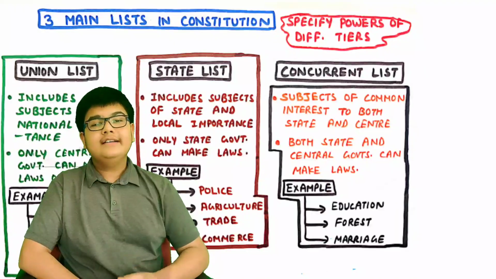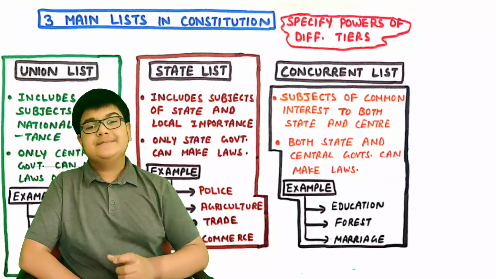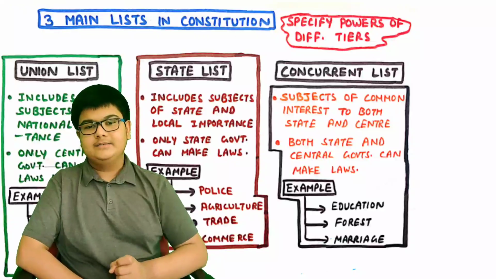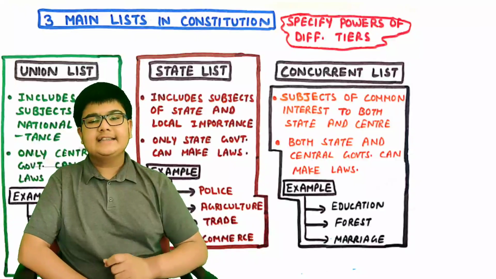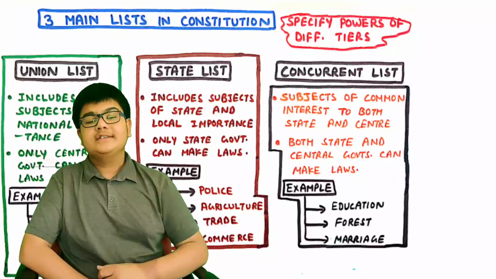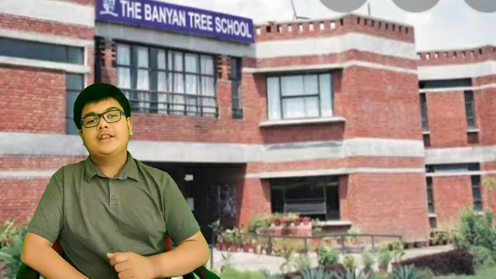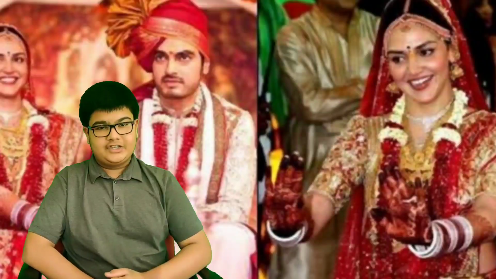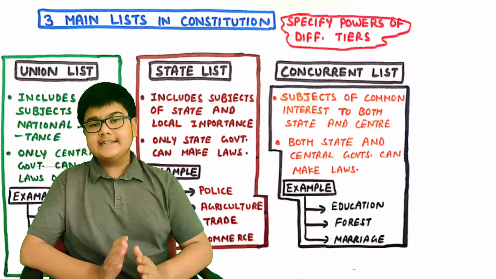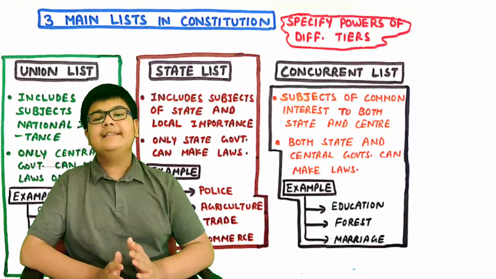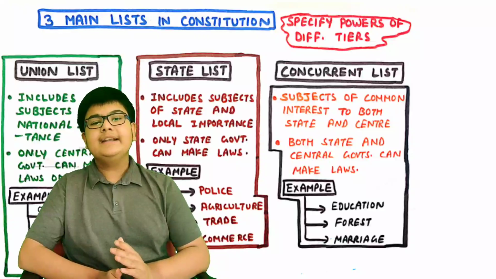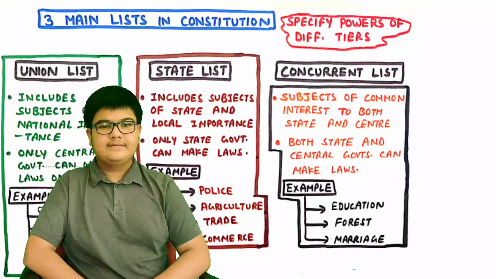Third, the Concurrent List. These include the subjects of common interest to both the state and the center. Both the state and the central government can make laws relating to them. For example, education, forests and marriage. And in case there is a dispute among the laws made by the state and the central government, the law made by the central government is given the preference.